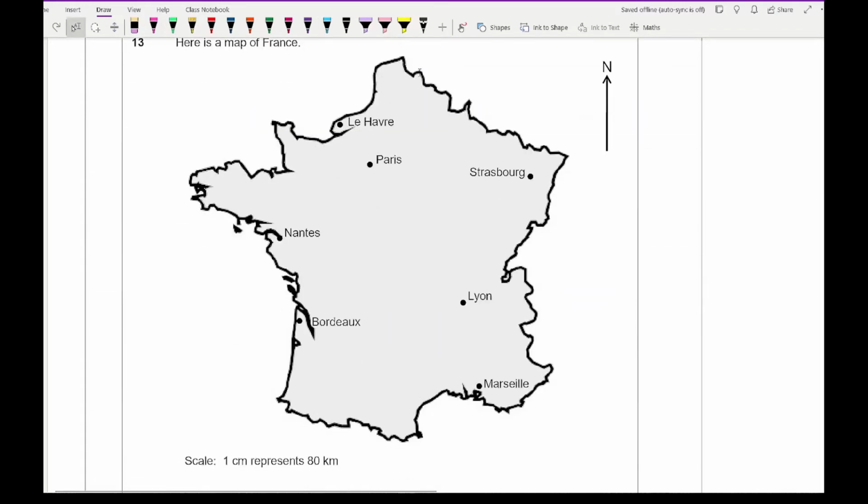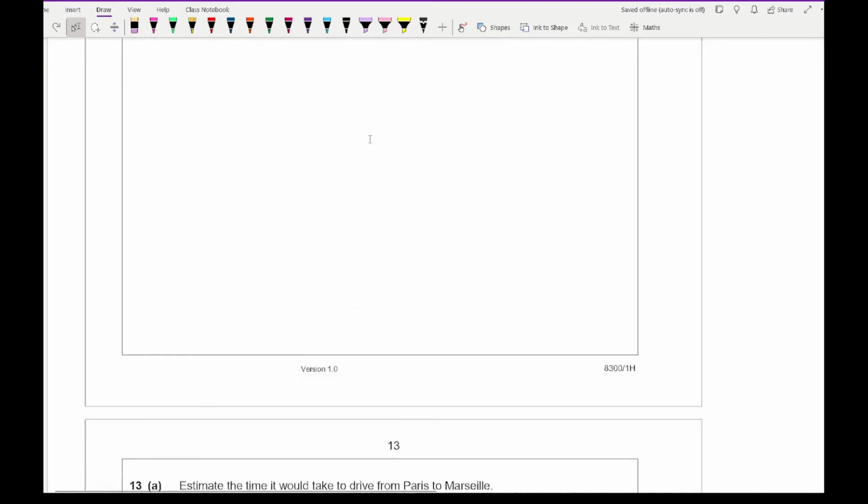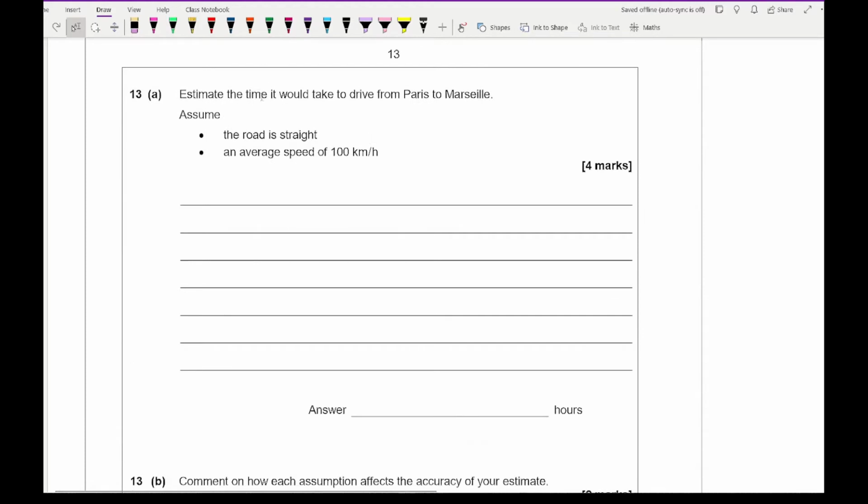Then moving on to question 13, it says here is a map, and the question's asking for the first one. So we've got a map of France, and we've got a scale of 1 centimeter equals 80 kilometers. The question says, estimate the time it would take to drive from Paris to Marseille. Assume that the road is straight and the average speed is 100 kilometers per hour.